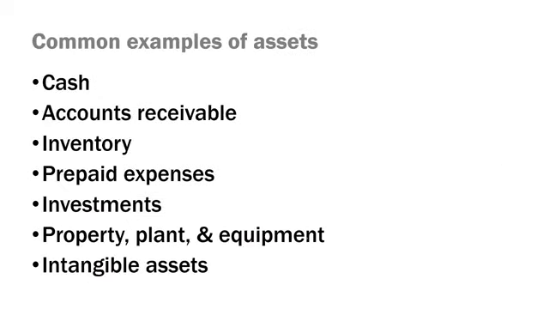Some common examples of assets are cash. That's a really great asset to have. I think we all would probably like to have a lot of cash. Accounts receivable is another asset we typically see on companies' books. Accounts receivable is the amount that a company is owed by its customers that has not yet been paid. Inventory is another example. That's the product that a company has that it expects to sell to customers in the future.